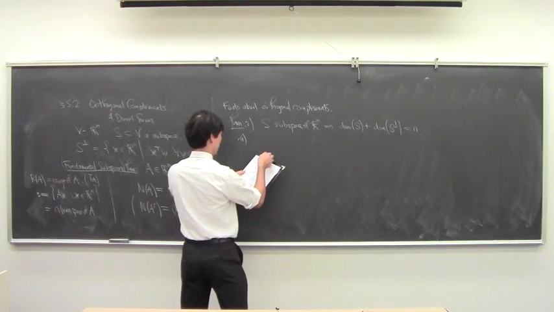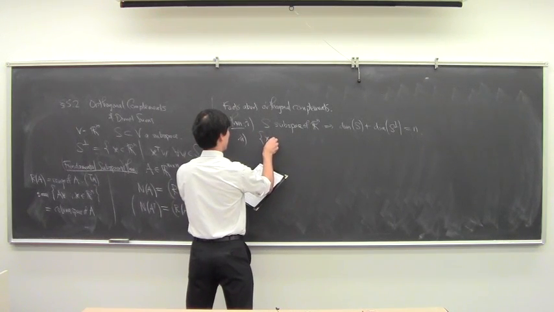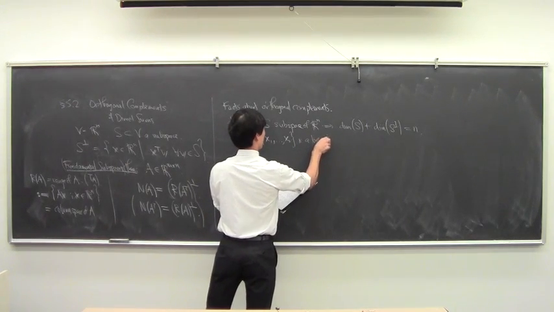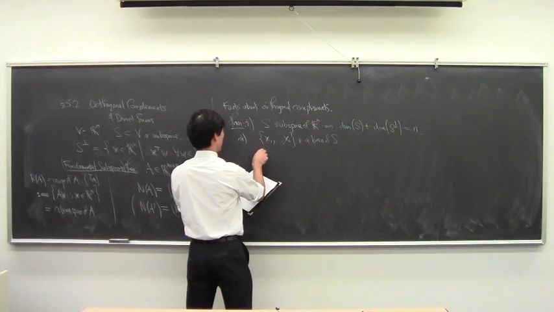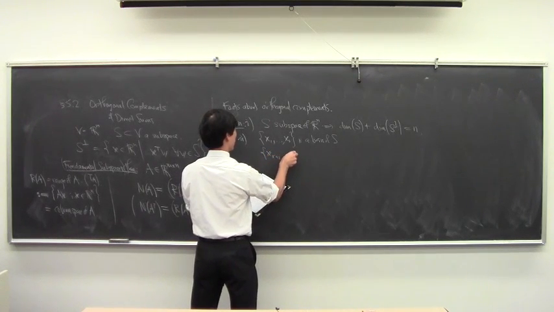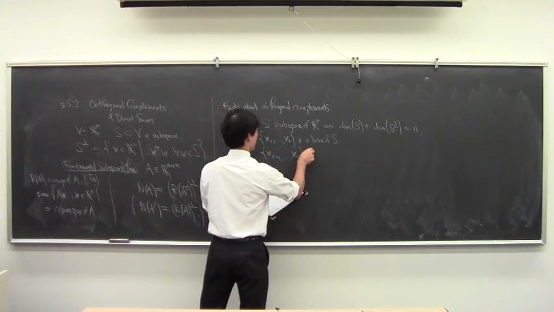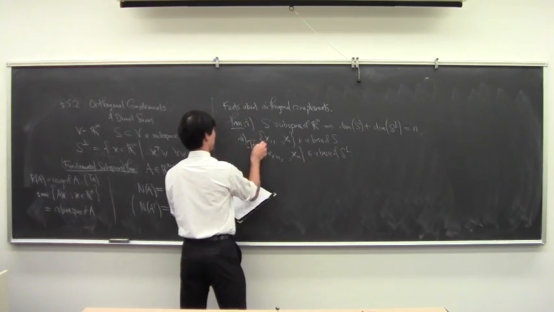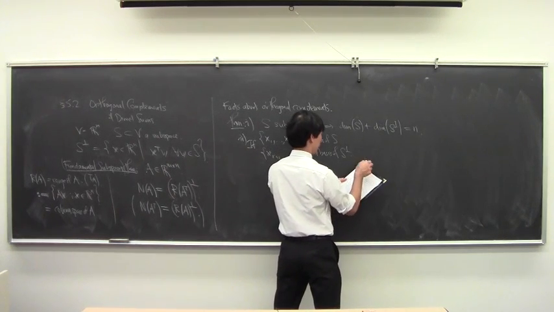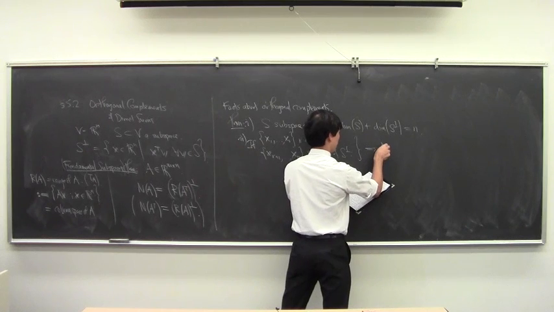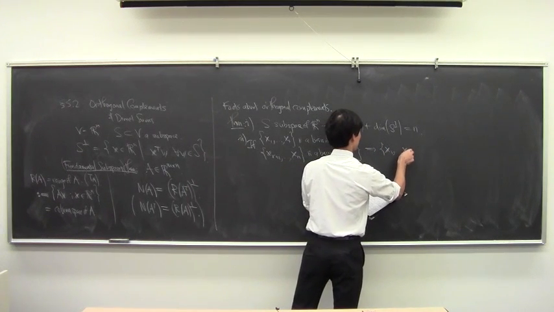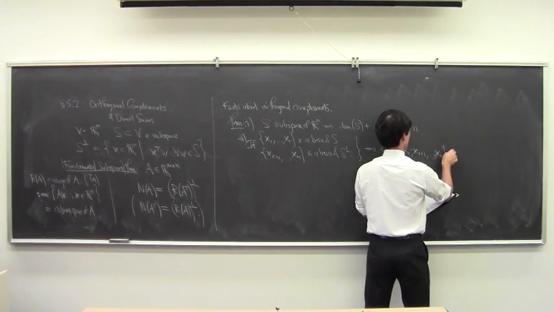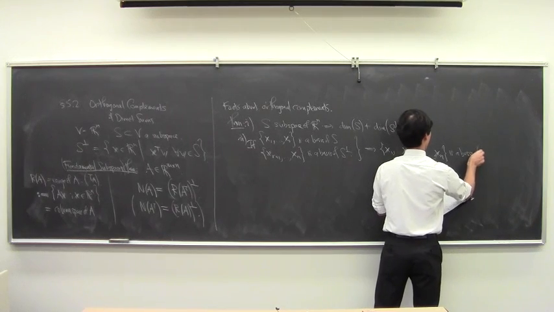Number 2: if x1 through xr is a basis of S, and xr+1 through xn is a basis of S perp, then the union of these two sets is a basis of Rn.